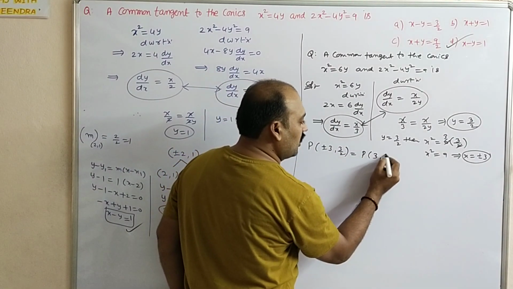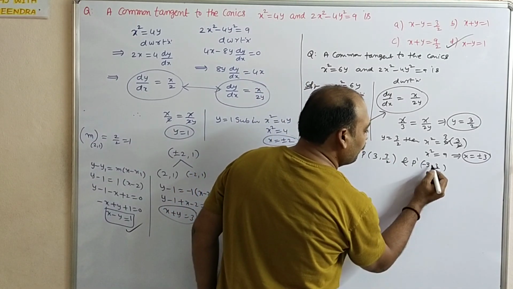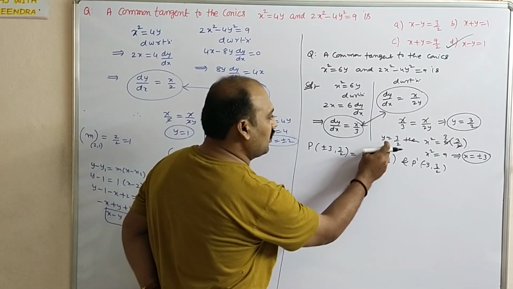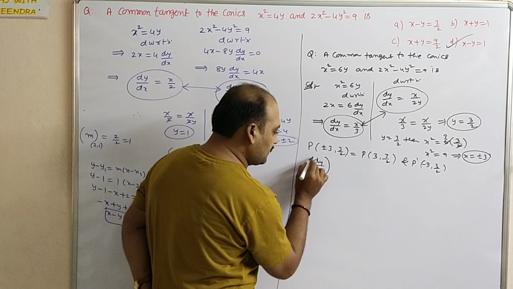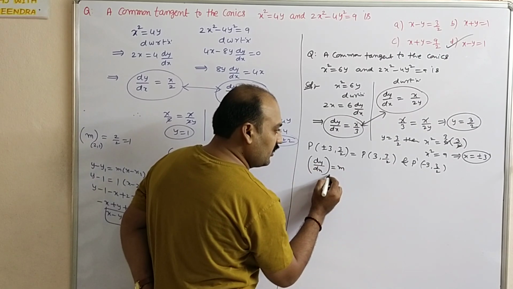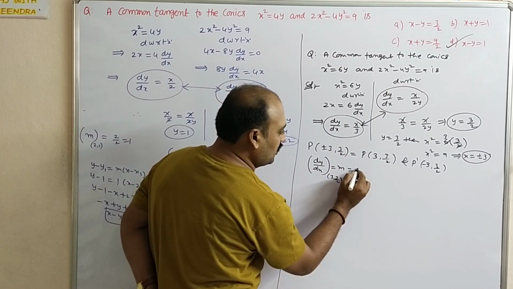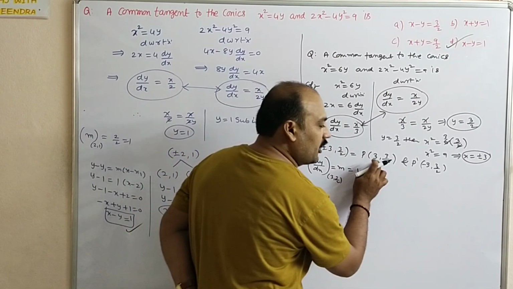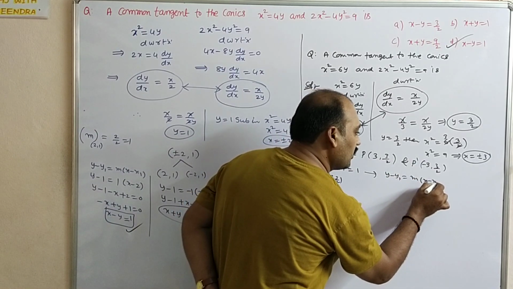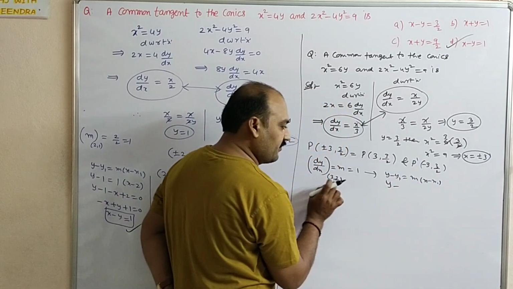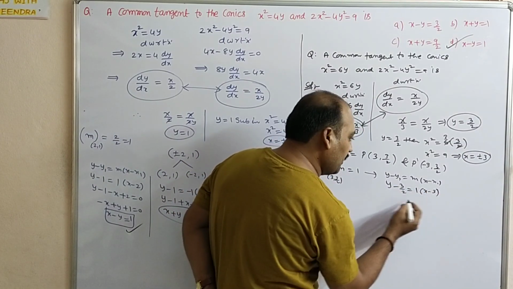So 2 points are there, 3 comma 3 by 2 and P dash of minus 3 comma 3 by 2. First I am considering this point 3 comma 3 by 2. Slope dy by dx equal to m at 3 comma 3 by 2. So x value 3, substitute, 3 by 3 means 1. Slope 1, point is 3 comma 3 by 2. So slope point form y minus y1 equal to m into x minus x1.